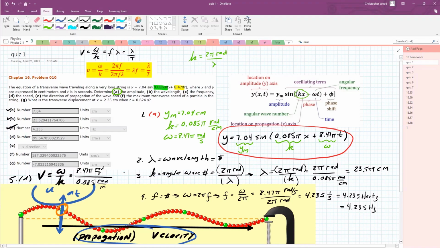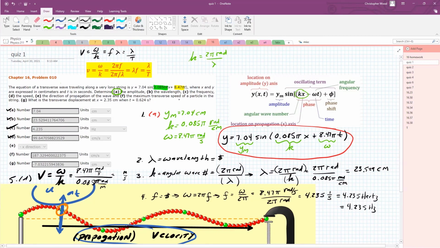So from a unit point of view, great news, we do get meters per second. All you have to do is that division: 8.47 times pi divided by 0.085 times pi. I forgot the pi. Equals 99 some change. We have the answers to A, B, C, D. The whole purpose of these questions is just to get really familiar with this wave equation, how to apply it, how to interpret it.